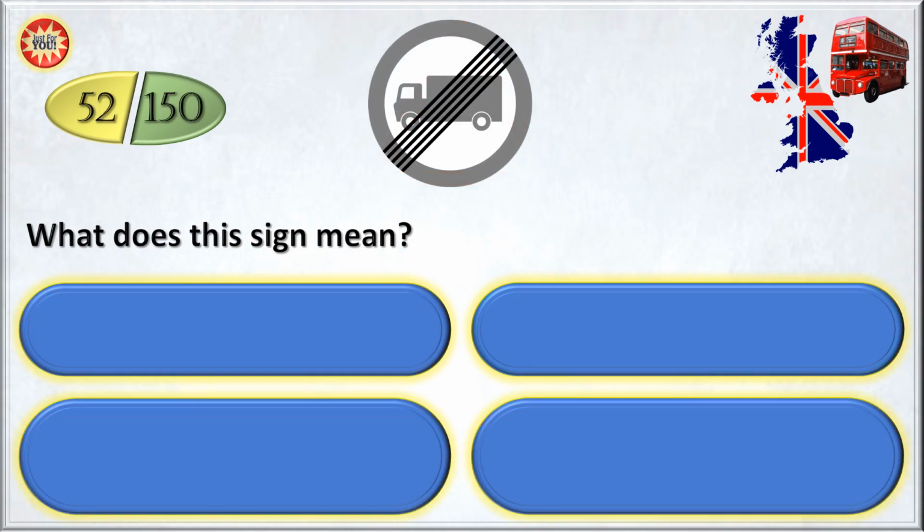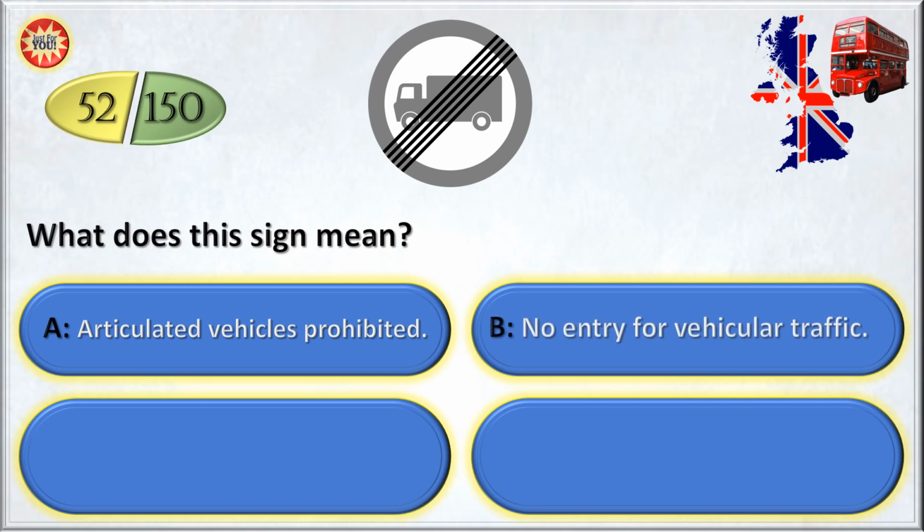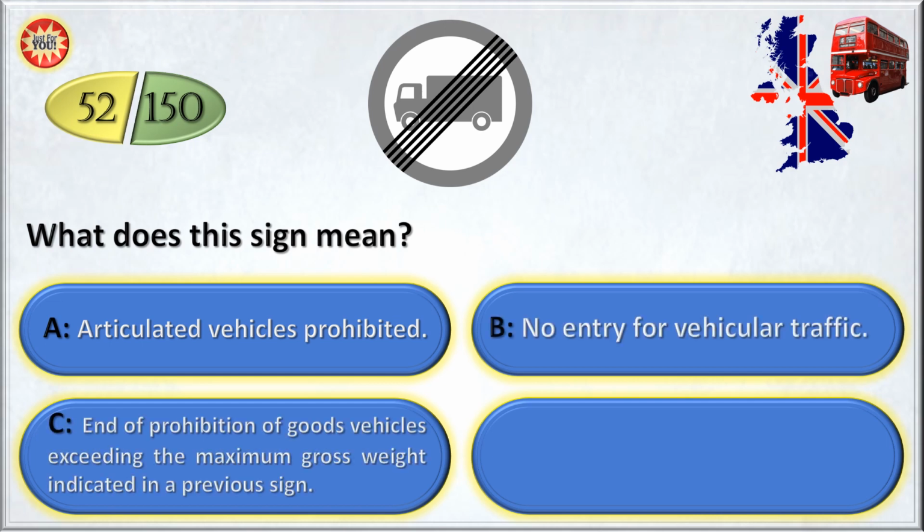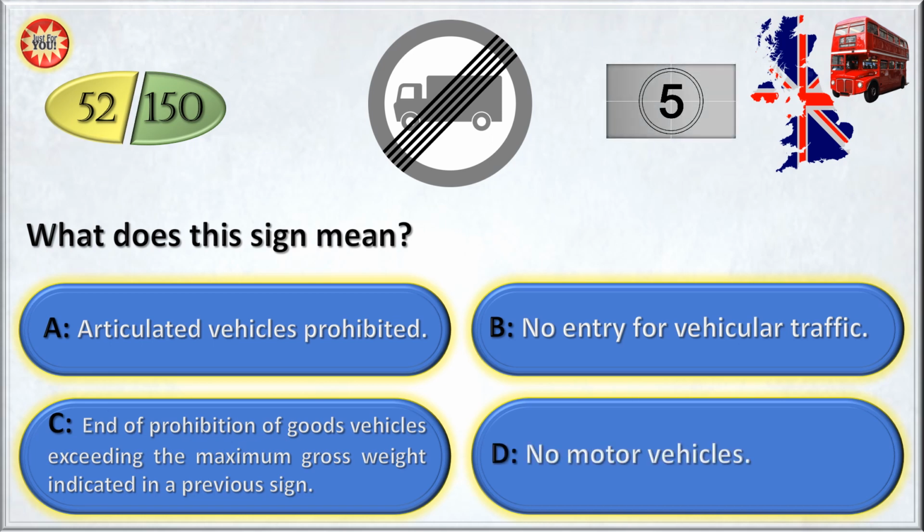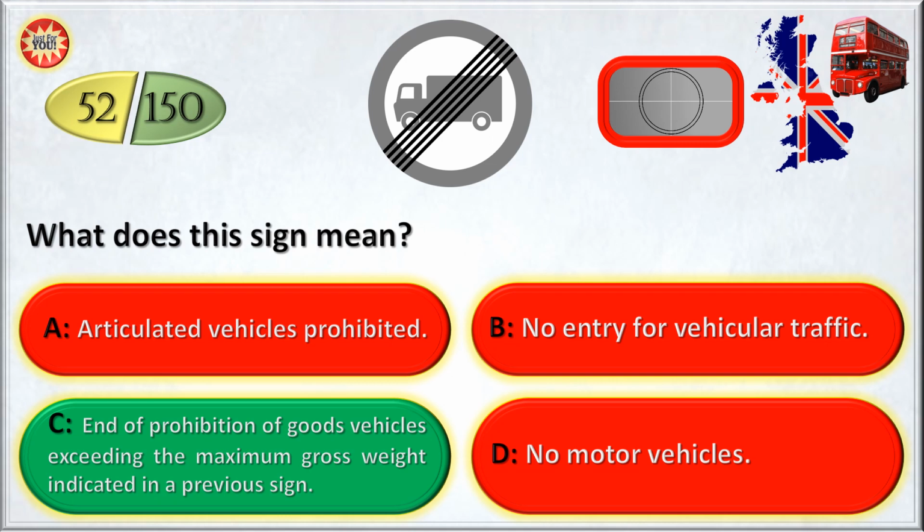What does this sign mean? Articulated vehicles prohibited. No entry for vehicular traffic. End of prohibition of goods vehicles exceeding the maximum gross weight indicated in a previous sign. No motor vehicles.